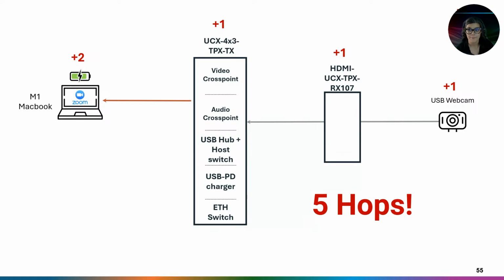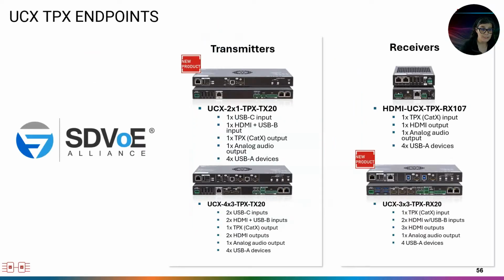with our Taurus product, we're only at 5 hops, and we can actually add more peripherals and different devices into this system. When it comes to our TPX, again, this is using that SDVoE technology, and it is using it point to point. And we have 2 different transmitters and 2 different receivers. So depending on your room, you can mix and match all of these.